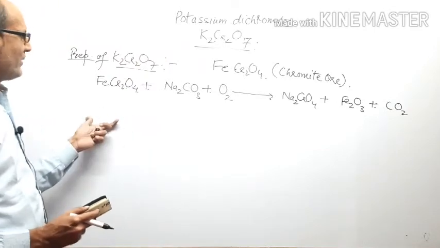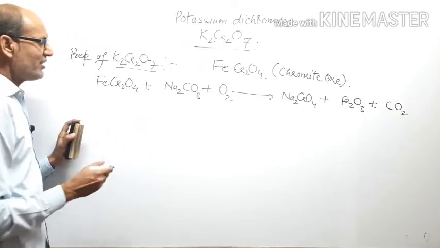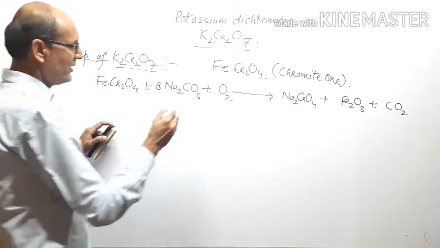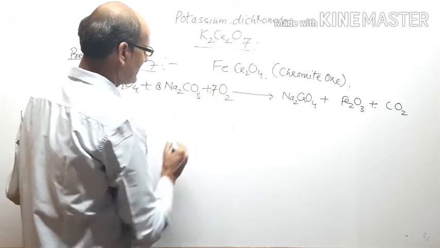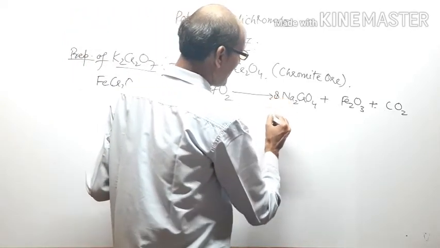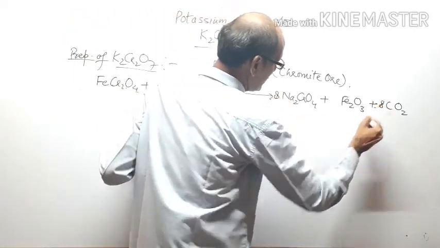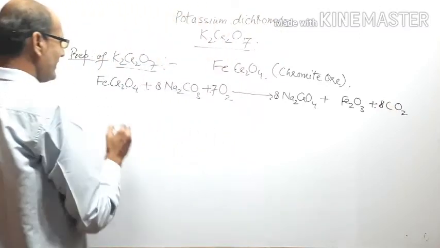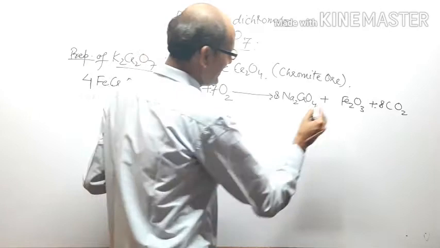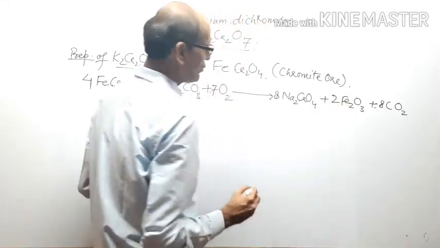First of all, we have to balance this reaction. In this reaction, we have to use 8 moles of the sodium carbonate and 7 of this. So you will get 8 mole of sodium chromate, 8 mole of CO2, and here we have to use 4 and then 2 Fe2O3.